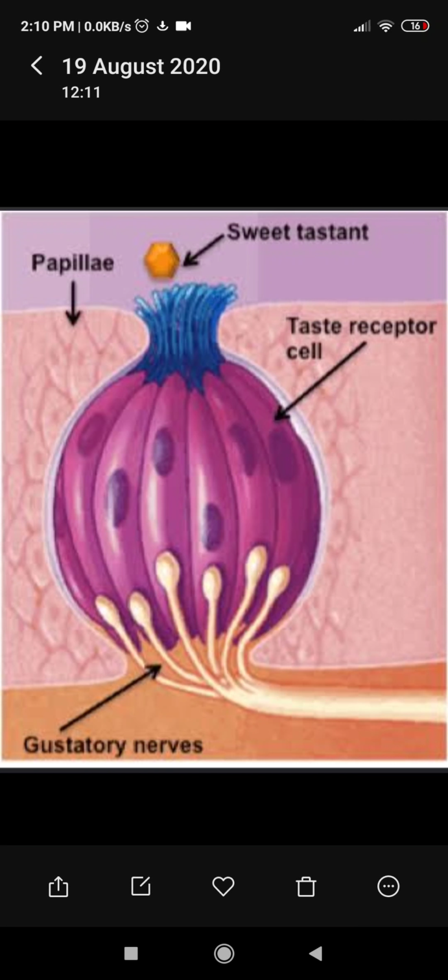Now can you tell me the name of the nerve whose fibers are coming to these taste buds? Do you know it? Please tell me in the comments section if you know it.